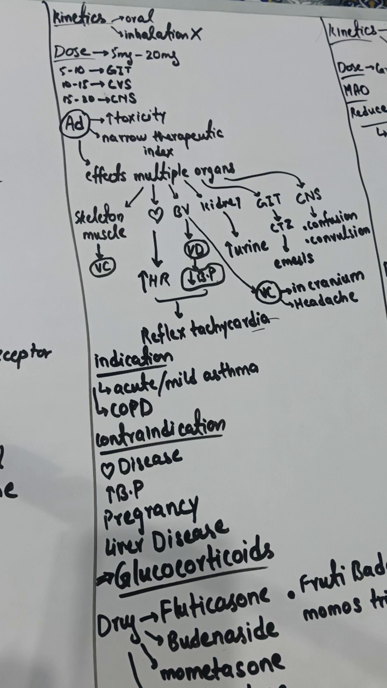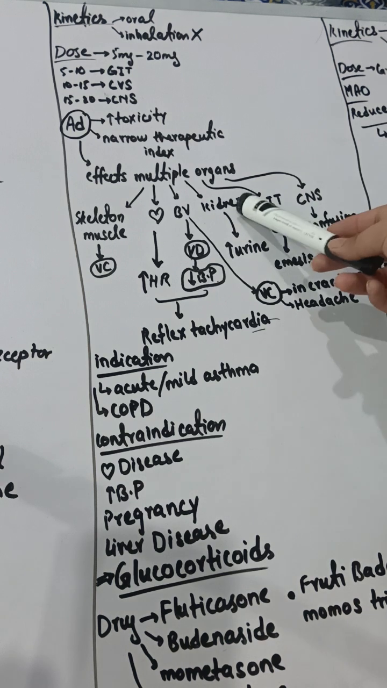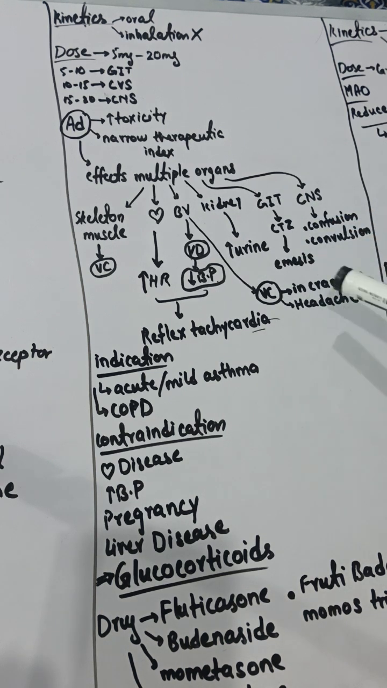But this reflex state is of very short duration, because whenever the heart rate increases, there is an increase in the blood flow, and after some time the blood pressure will increase. So this is called reflex tachycardia, which can be observed in a patient who is taking methylxanthines for a long period of time. They also affect the kidney, increasing the urination process.